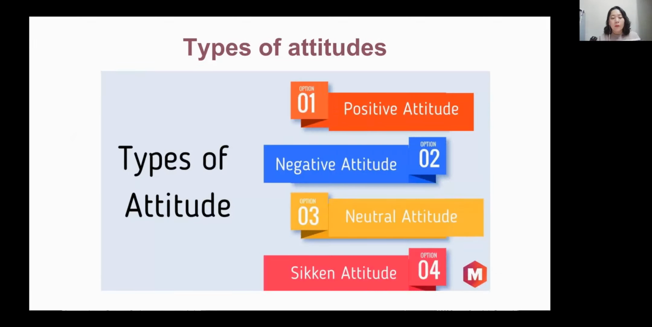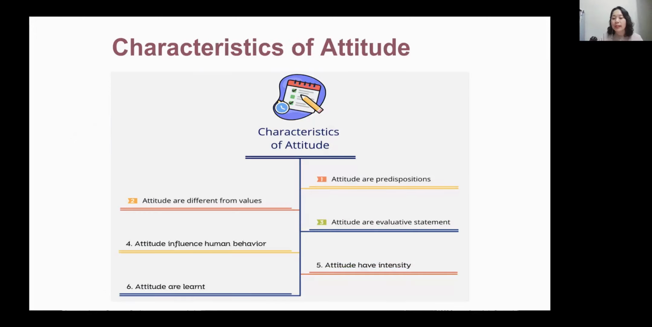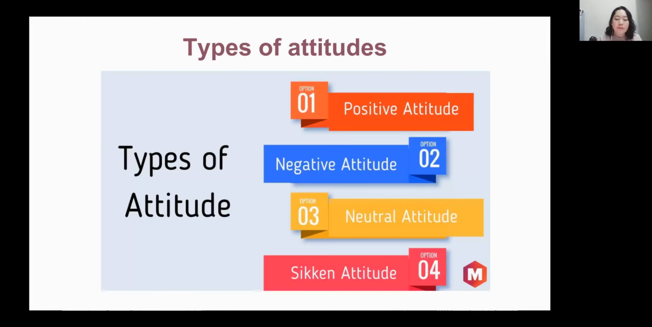Okay, now I will introduce some types of attitude. The first ones are the positive attitude, negative attitude, neutral attitude, and second attitude. I will explain them in detail. Now the first one, the positive attitude.